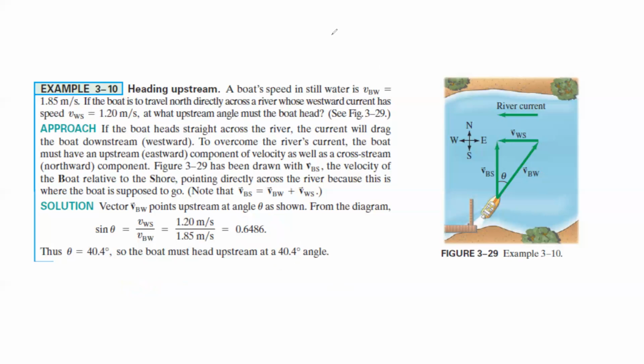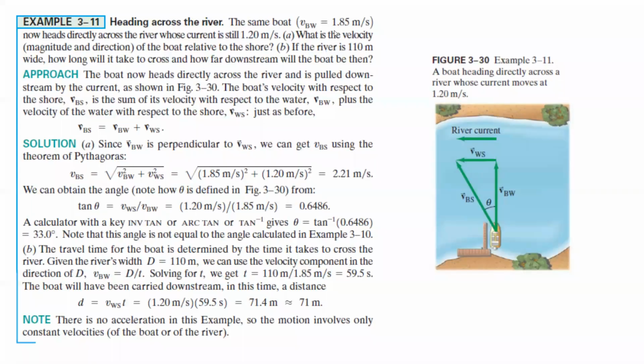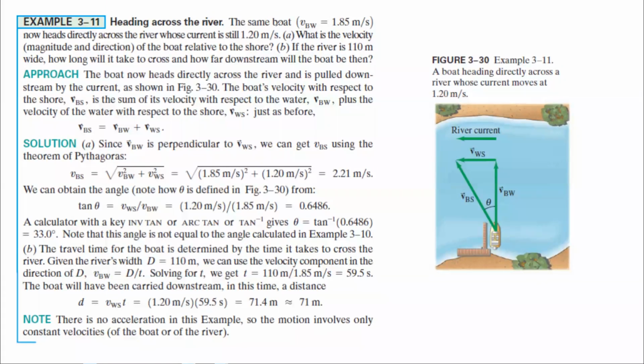And next is another problem there in John Colley. Here, it's still with relative velocity. It's the same boat with a velocity of 1.85 meter per second. This one, and then now heads across the river whose current is 1.20 meter per second. So it's directly the boat is heading directly across there, the river, and then there is a still current 1.20 meter per second. So this one, water with respect to the shore, and you're asked what is the velocity of the boat relative to the shore.